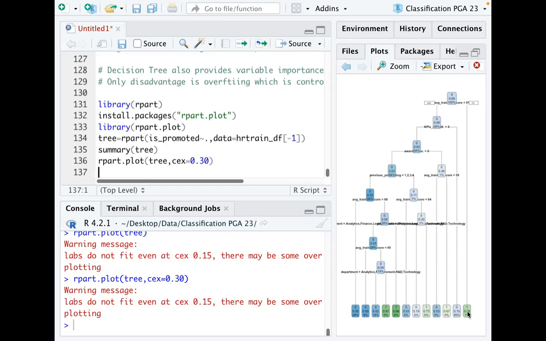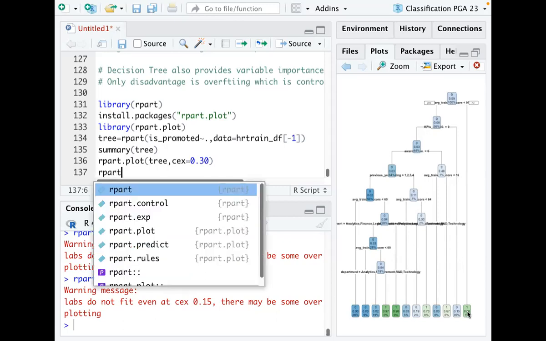If he has met his KPI, which is 80%, then it goes to the third parameter. What is the third parameter? Awards won, yes or no. If he has not won any awards, then it goes into another parameter. Average training score less than 70. And then it splits into 1 and 0. 1 is promoted, 0 is not promoted. Now you can see the rules here.